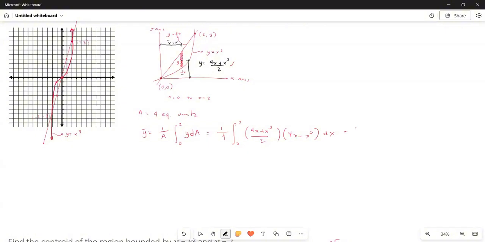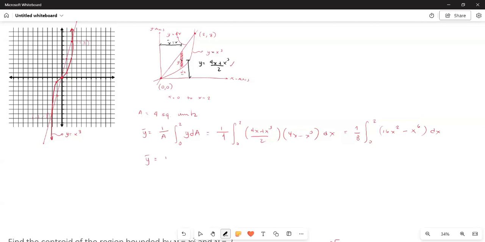So I can simplify that. I'll take out the 1/2, so I will have 1/8 outside, and then 0 to 2. Since one factor is 4x plus x cubed and the other is 4x minus x cubed, this becomes 4x squared, or 16x squared, minus x cubed squared, or x raised to 6, dx. Now we can integrate.